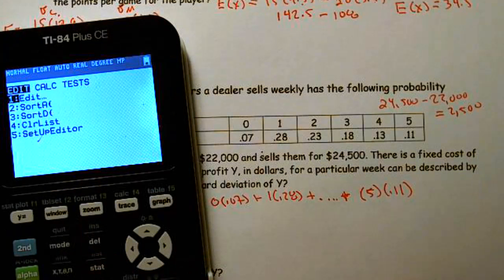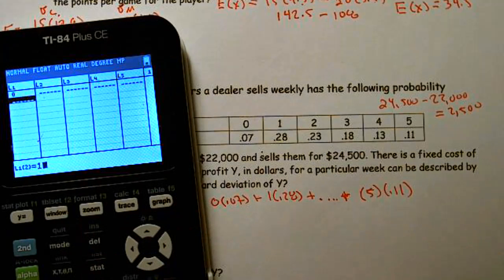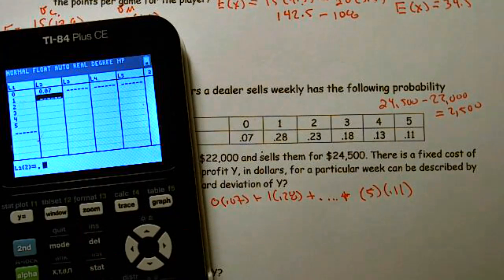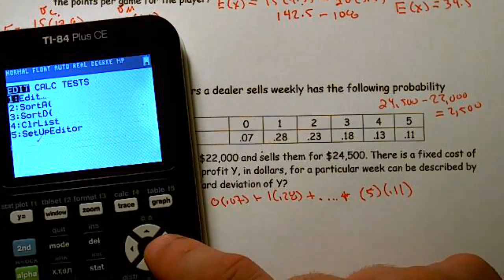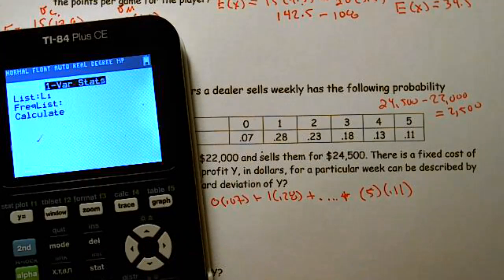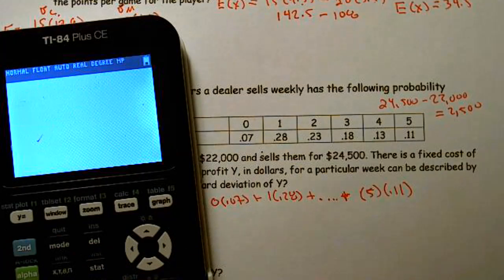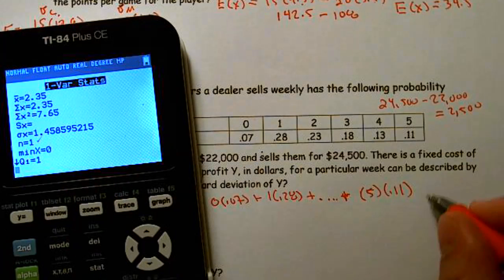How do we go about doing that? As a reminder, you can just go to stat edit. And 0, enter, 1, enter, 2, enter, 3, enter, 4, enter, 5, enter. And this is going to be 0.07, 0.28, 0.23, 0.18, 0.13, 0.11. Stat, calc, one variable statistics. Frequency list is L2, so second 2. And so I expect to sell 2.35 cars.